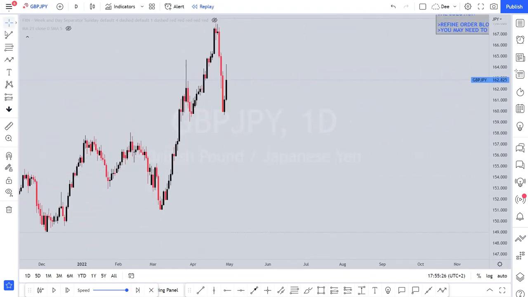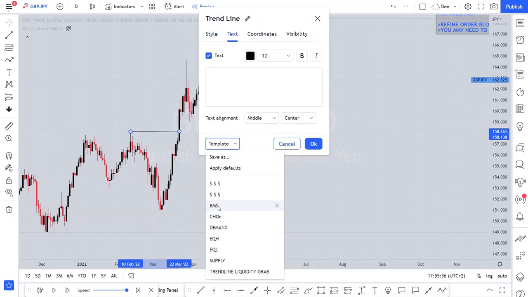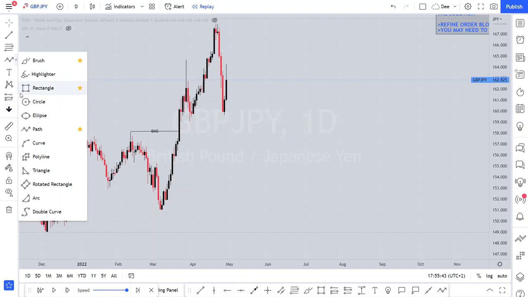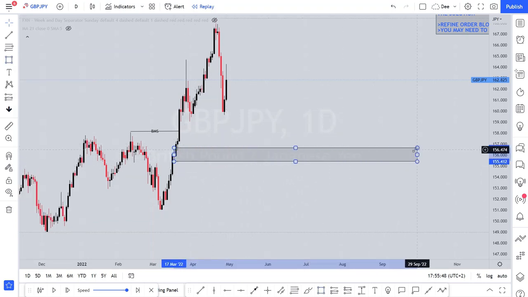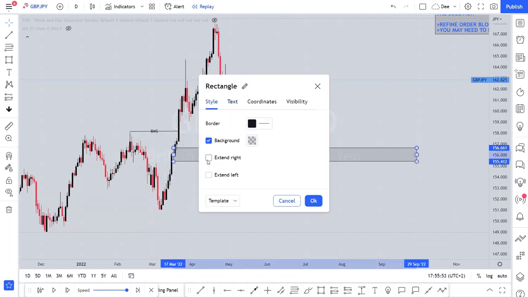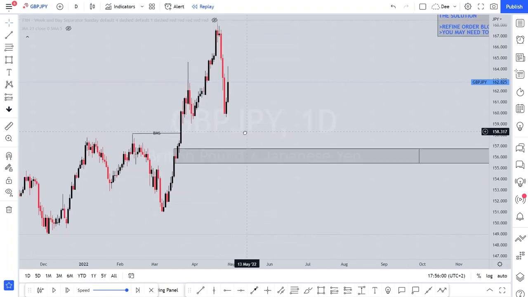So what do you see here? We see the break of market structure to the upside. And this was the order block that initiated the break of structure. This OB. Let me extend it to the right. This was a 1 hour OB that broke the structure.